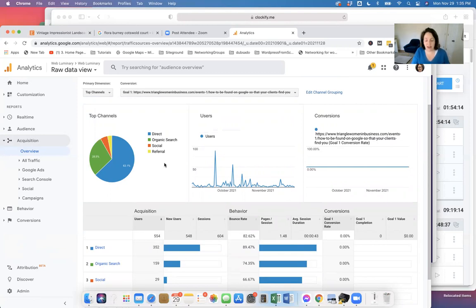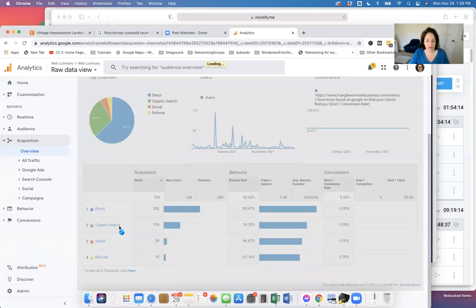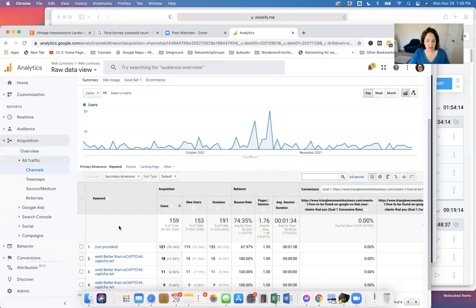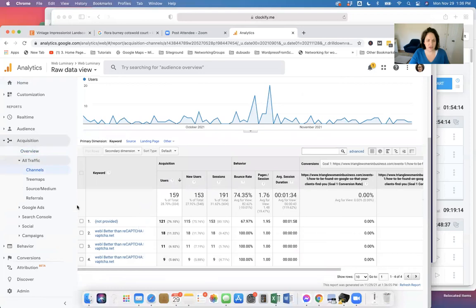So referral, a lot, I put my link on the bottom of all the websites I was on. So that's probably where that came from. Organic search is what a lot of people are interested in. So I click on this and I can see a bunch of junk. All right, there's somebody from the capture that's walking me down. I'm going to switch to source medium.